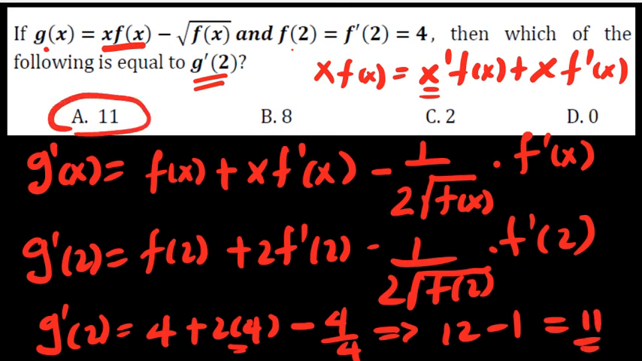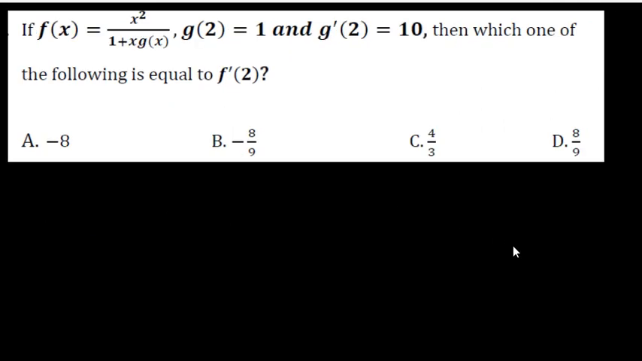Very good. Let's continue to the next one. Okay, the next question is also derivative, as you see. It says f of x is equal to x square over 1 plus x g of x. It's a quotient function. And there are some things given to you here. Let's skip this one for the time being. But what's asked? F derivative at 2. So we need to derivate this one.